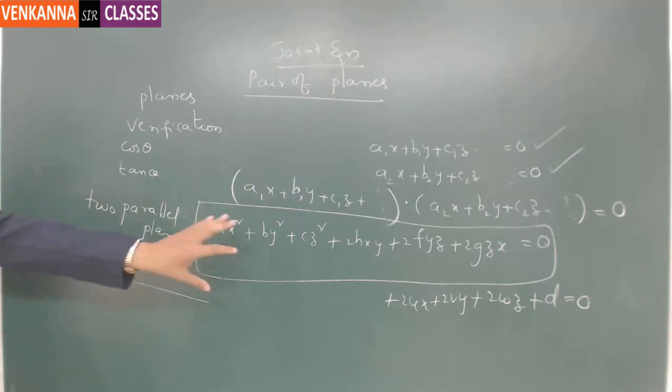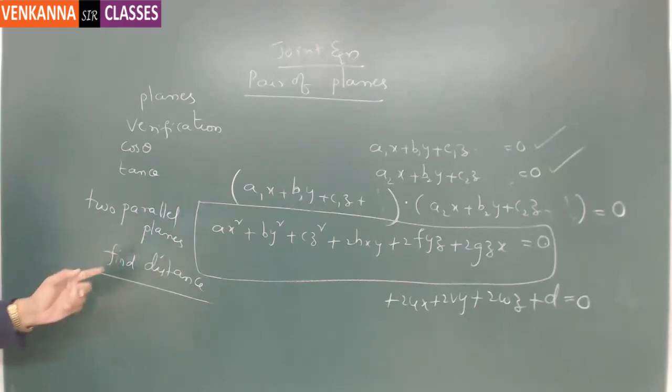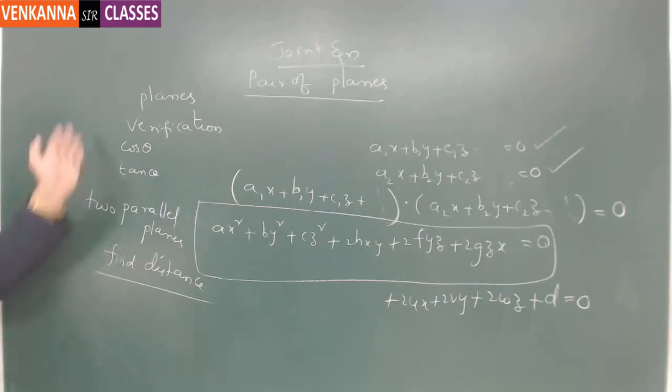If you take the non-homogeneous equation, and if that equation represents two parallel planes, what is the distance between them and how to find the distance? This is the total summary of this context. Clear to everyone?